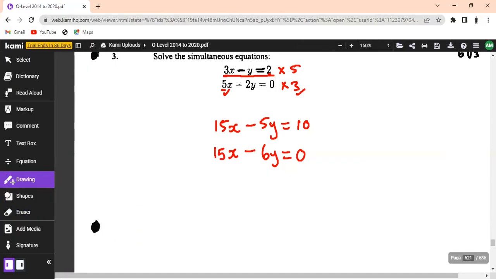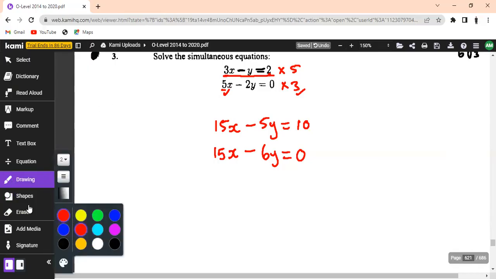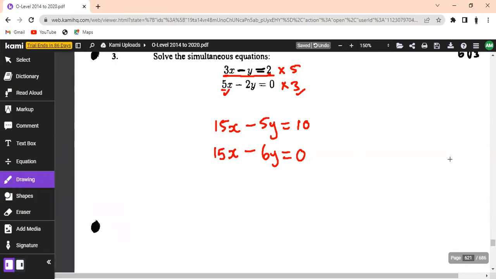Okay, so as we can see, guys, these are now the same. So what are you going to do? x and x are the same, so let's just subtract, because this is positive, this is positive, the signs are the same. So subtract the second equation from the first equation. So it's 15 minus 15, that's a 0 here. And we move on to minus 5.